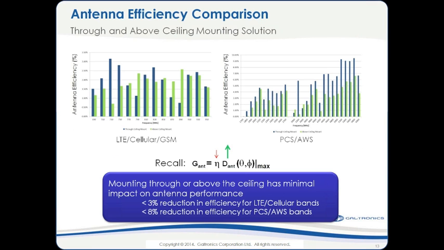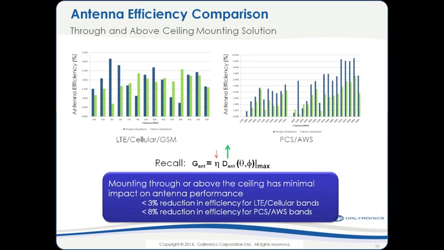If we look at a comparison across frequency of the reduction in antenna efficiency, we've seen from the previous slides that the gain goes up, but what's plotted here is the reduction in efficiency by mounting the antenna through the ceiling or mounting the antenna above the ceiling. We see that we only experience about a 3% reduction in the low frequency bands and less than an 8% reduction in the high frequency bands, but the gain still remains high. Even though the efficiency goes down, the directivity goes up to compensate, and it goes up more than the efficiency goes down.